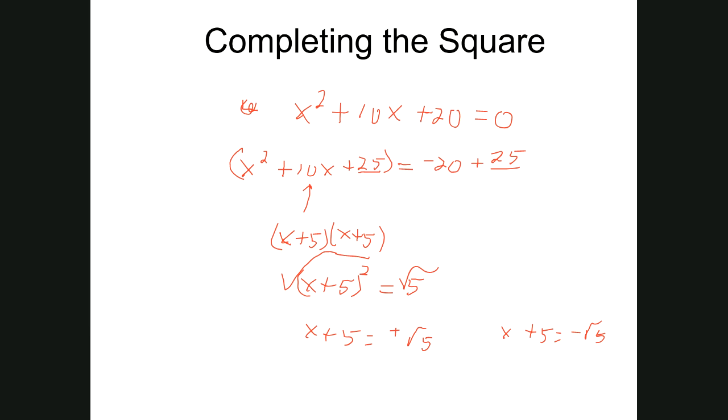Subtract 5 from both sides. So x equals positive square root of 5 minus 5. And subtract 5 over here. So I get x equals negative square root of 5 minus 5. Oh, that's completing the square. Love completing the square. All right, so let's try another example.